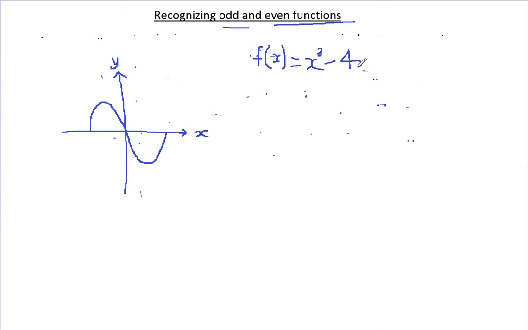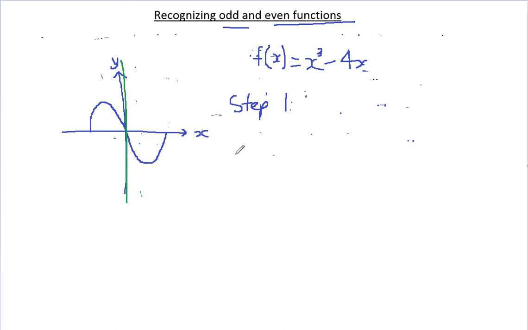Therefore, step 1, let's study its symmetry first. Let's start with the y-axis. As you can see, by putting a mirror along the y-axis, it is not symmetric about the y-axis. So now let's do the second way. Now we will see whether it's symmetric about the origin.